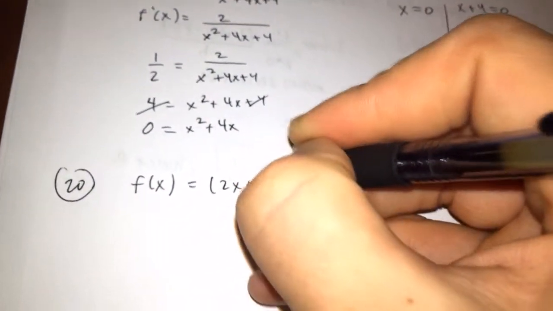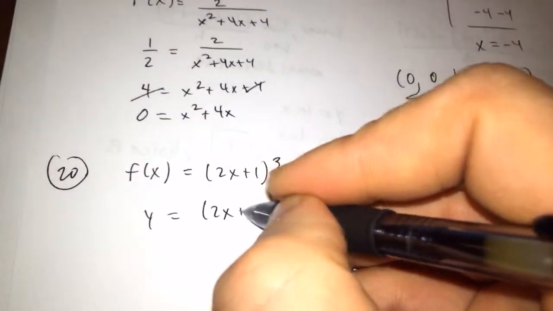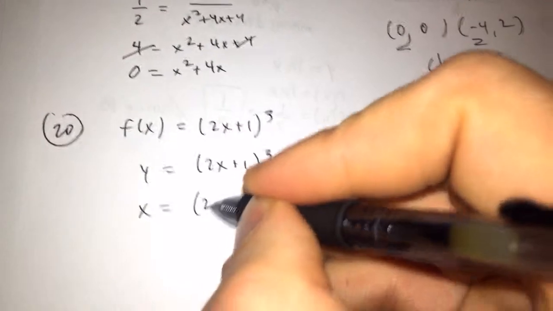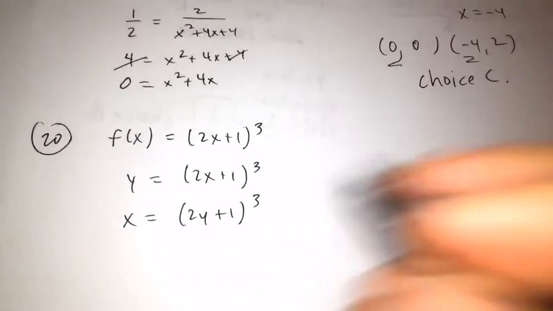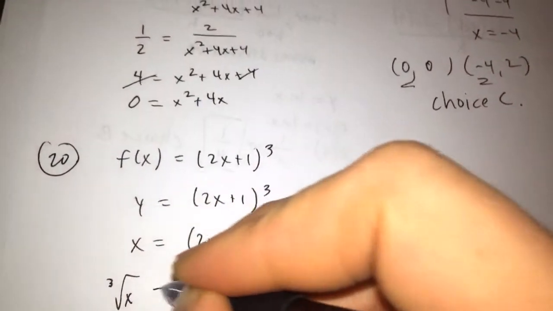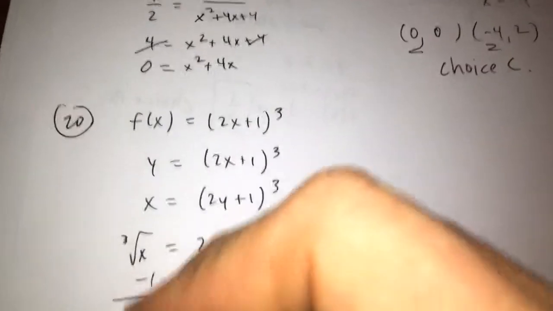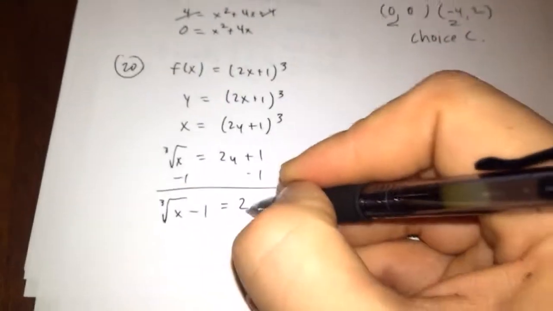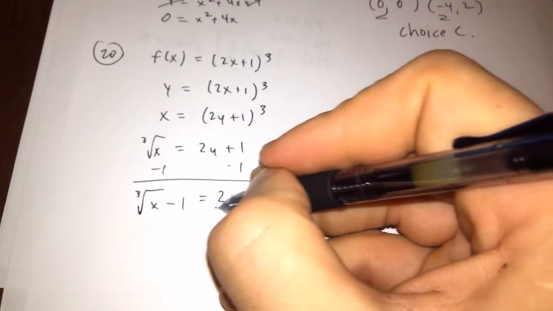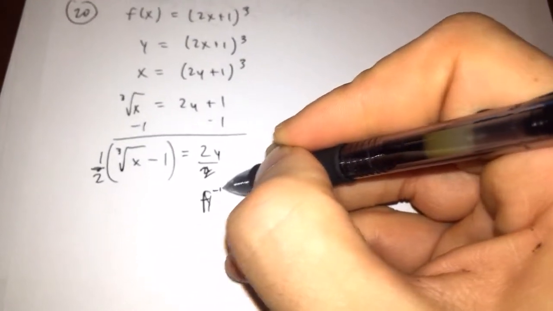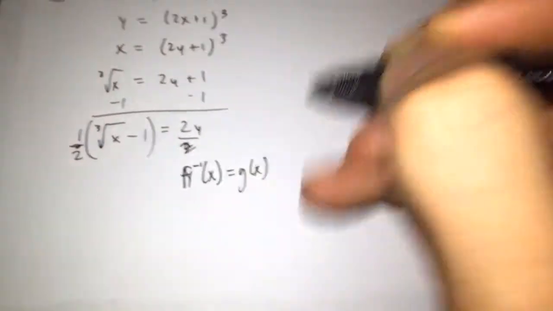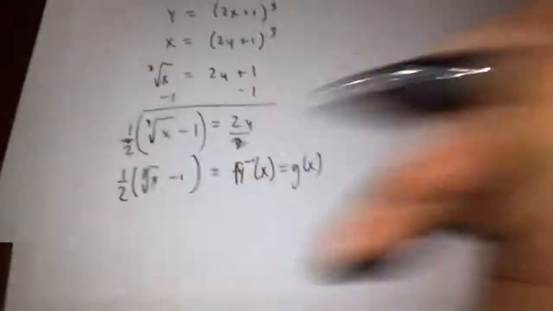For number 20, there may or may not be some type of shortcut for this problem, but I'm just going to think outside the box and find the inverse, since it says that G is the inverse of F. Cube root both sides, you have this, 2y plus 1, subtract 1. You have cube root of x minus 1 equals 2y. So I'm going to divide by 2, and then divide this side by 2. It's basically multiplying it by 1/2. So my f inverse is equal to g of x. So I have 1/2 cube root of x minus 1.